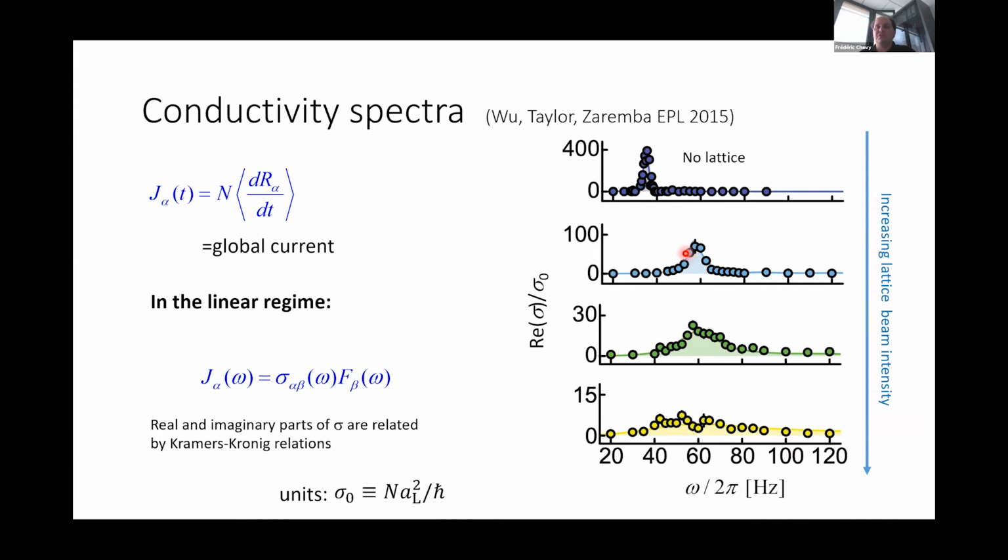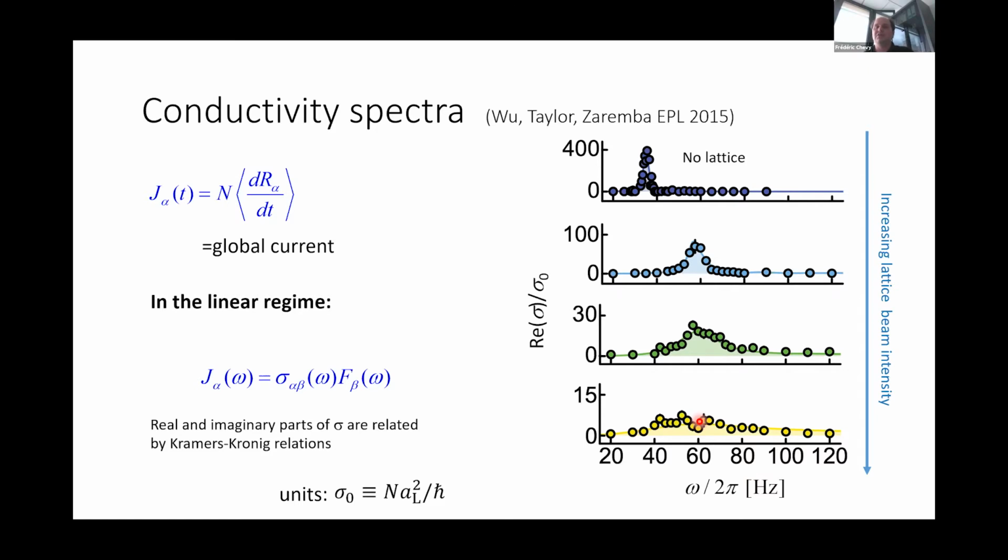The shift is pretty trivial in the sense that when you crank up the intensity of the optical lattice, there is a confinement associated with the lattice, and as you increase this confinement, you just increase the global trapping frequency of the atoms, the global harmonic trapping. So this shift is essentially trivial. What is not trivial is the overall structure of the peak. You see that when you increase the beam intensity, the peak broadens and its height decreases.